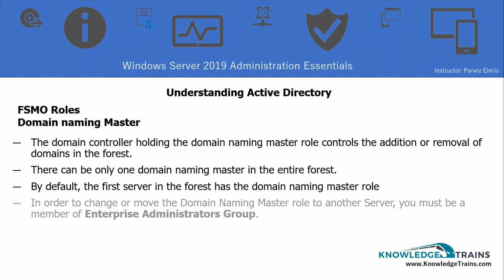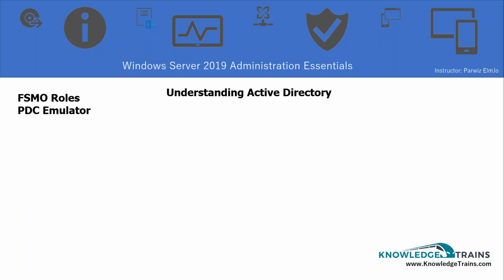And finally, if you want to move the domain naming master to another server, you must be a member of the Enterprise Admins group. So any removal or addition of domains is going to happen through the domain naming master. It checks, for example, when you install a new domain, it always checks to see if there is an existing domain already in there. So all those happen from there.